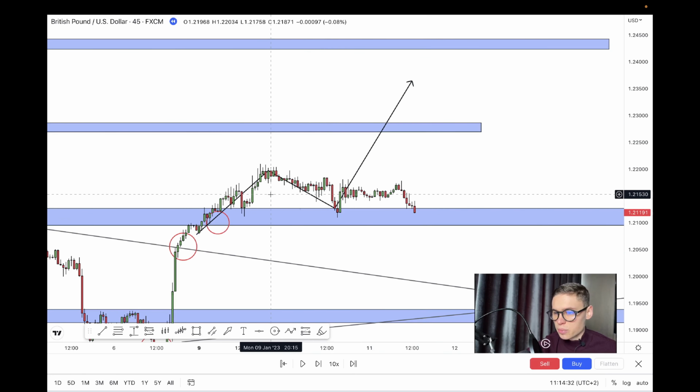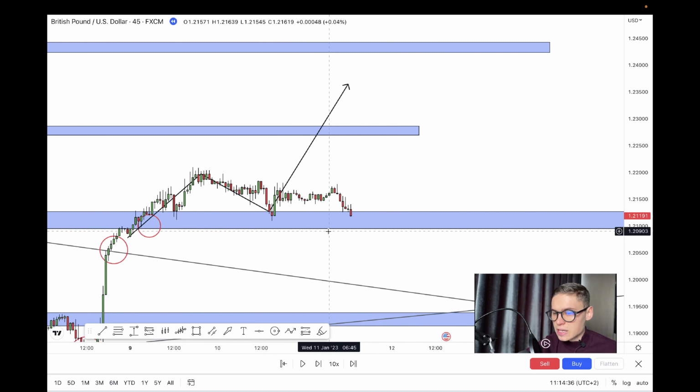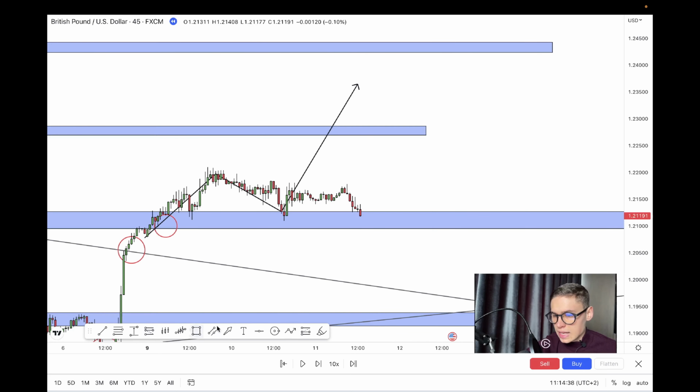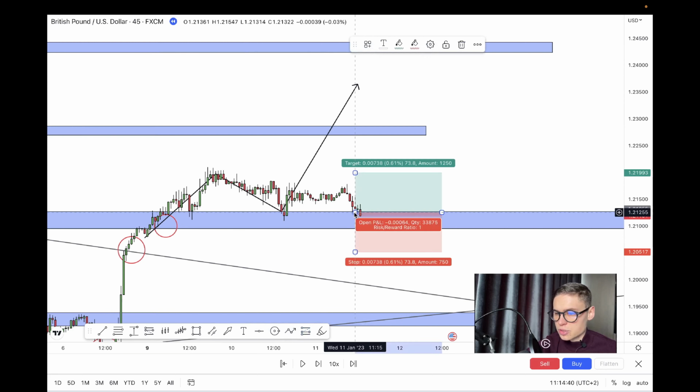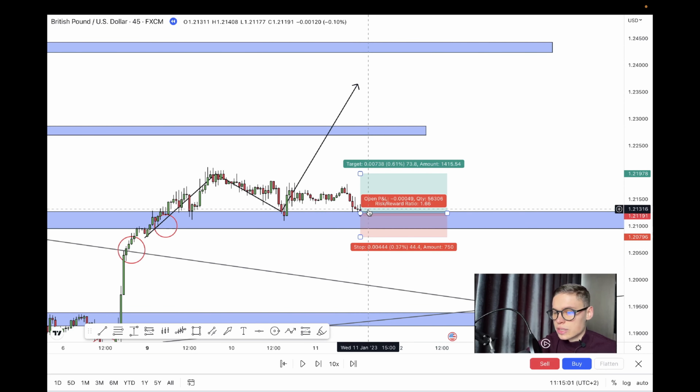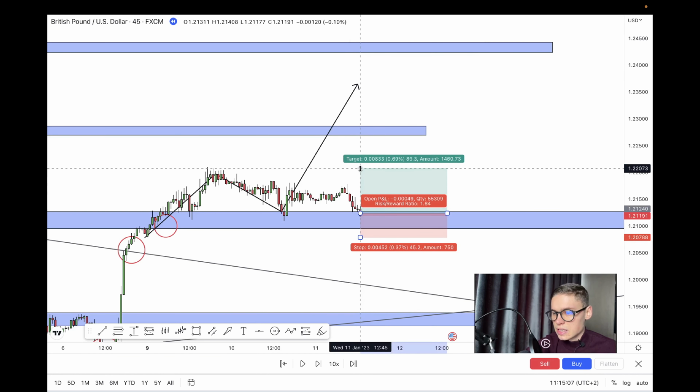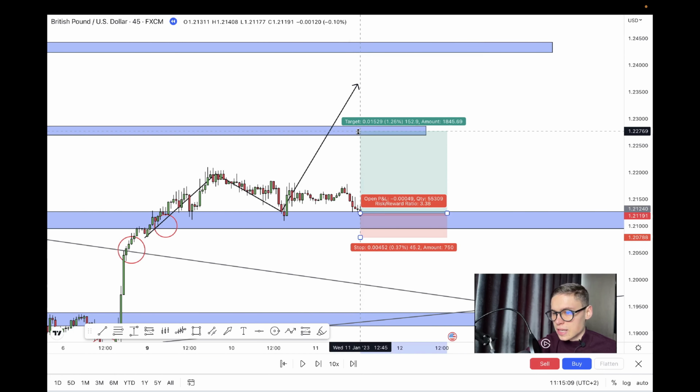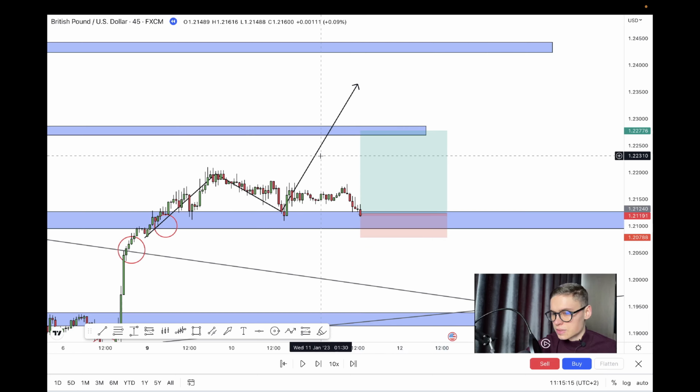So here we can see that the price actually broke through this resistance level, and here we have a retest of the level. That means that we should open a buy position right here. So in terms of stop loss, I usually leave some breathing room for the price, so at least 45 pips, and here we should put our take profit target at this resistance level right here. So we got ourselves almost 150 pips.